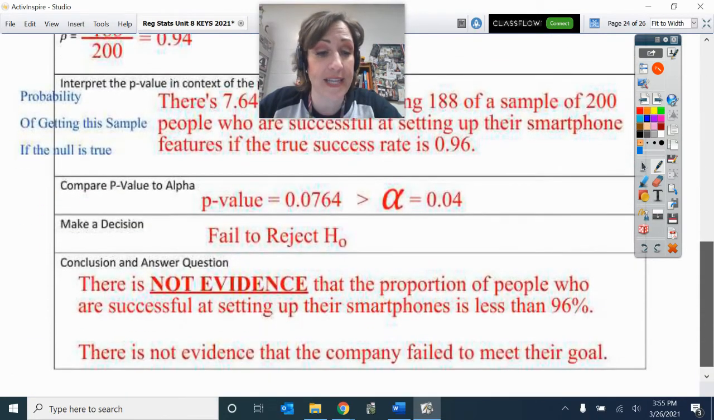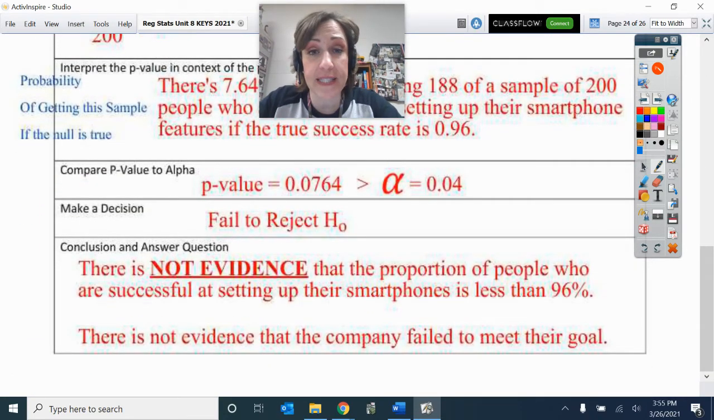So that's how I said that here. There is not evidence that the proportion of people who are successful in setting up their smartphones is less than 0.96. So I do not have evidence that the company has failed to meet their goal.